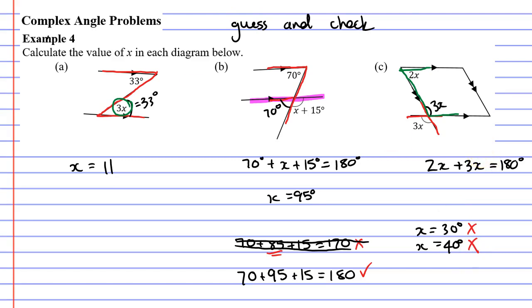I am quite confident that x will actually equal 36 degrees. Now let's have a look at that one. 2 lots of 36 will give me 72 degrees, and 3 lots of 36 will give me 108 degrees. And that works. 72 plus 108 is 180. So we'll write here x equals 36 degrees.